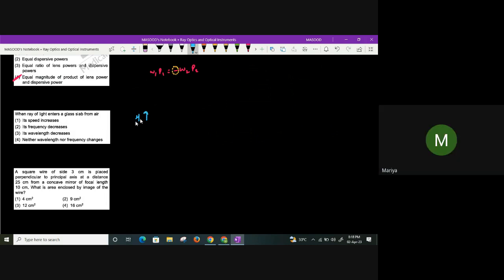Let us see the next question. When a light ray enters a glass slab from air, what will happen to the refractive index? From air it is entering the glass slab. What will happen to the refractive index?